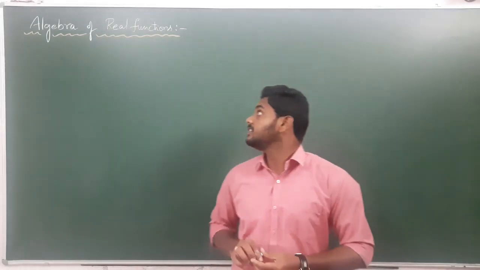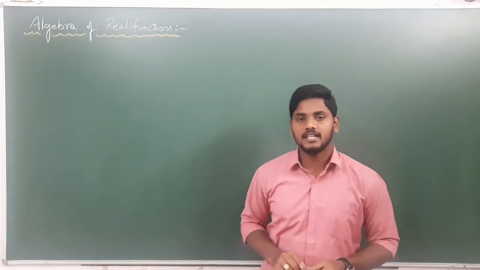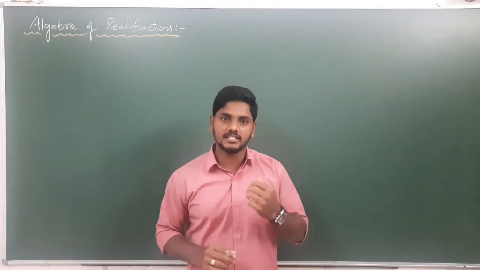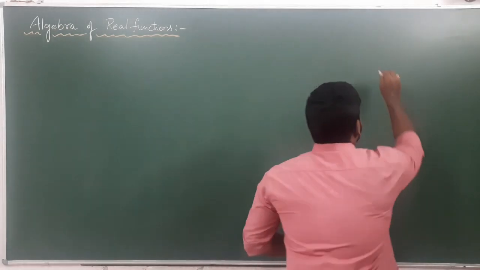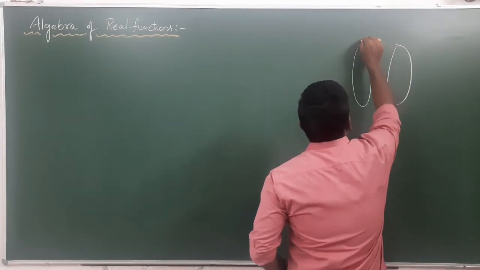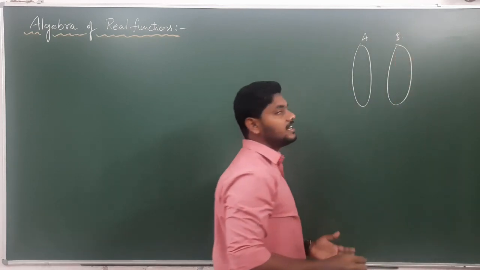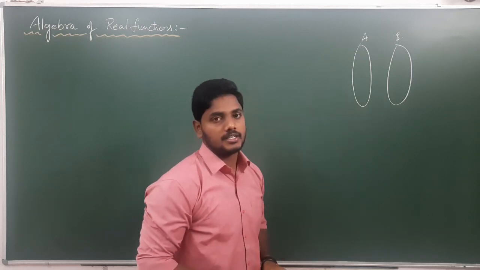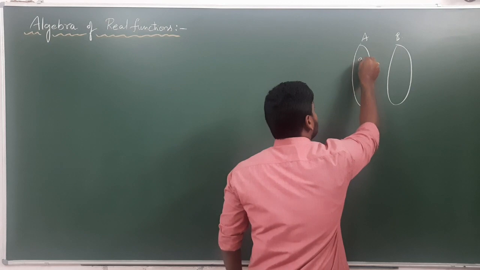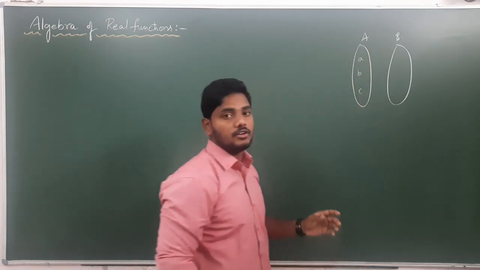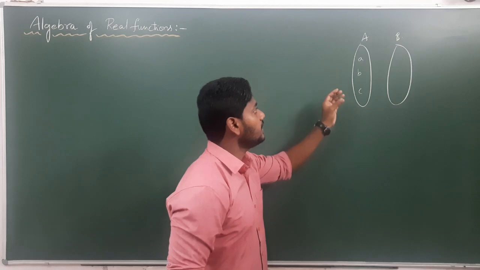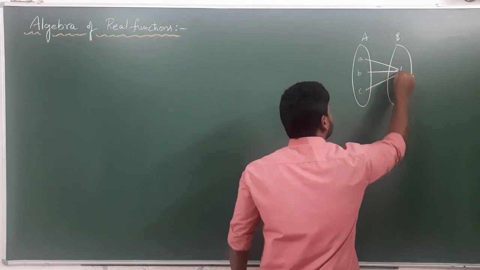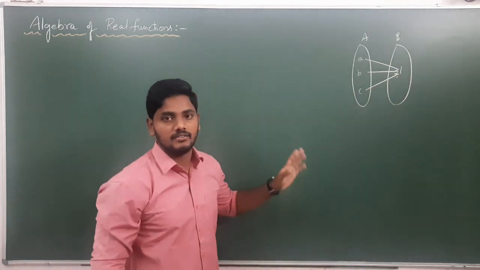In today's session, we will discuss algebra of real functions. As we are discussing relations and functions, we have already completed the topic of domain and range of relation as well as function. When we consider two sets, set A and set B, what do we mean by relation? Relation is a subset of the Cartesian product. But a function is also one type of relation in which every element of set A should have one and only one image in set B. So this type of relation we will consider as a function.